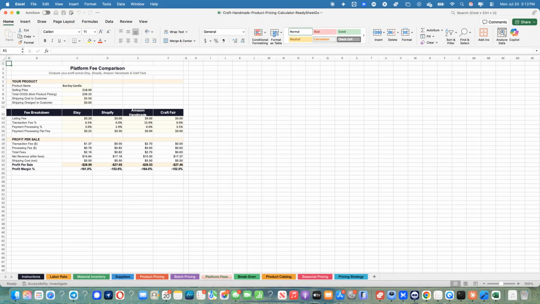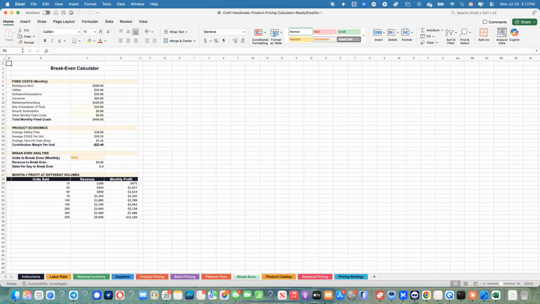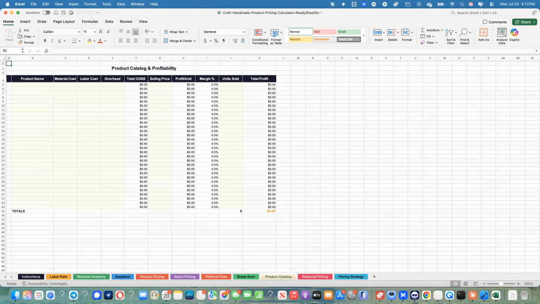Platform fees is the tab most makers skip. Etsy, Shopify, and market stall fees come off your margin, and this shows exactly how much. Break even tells you how many units you need to sell to cover your fixed costs each month.